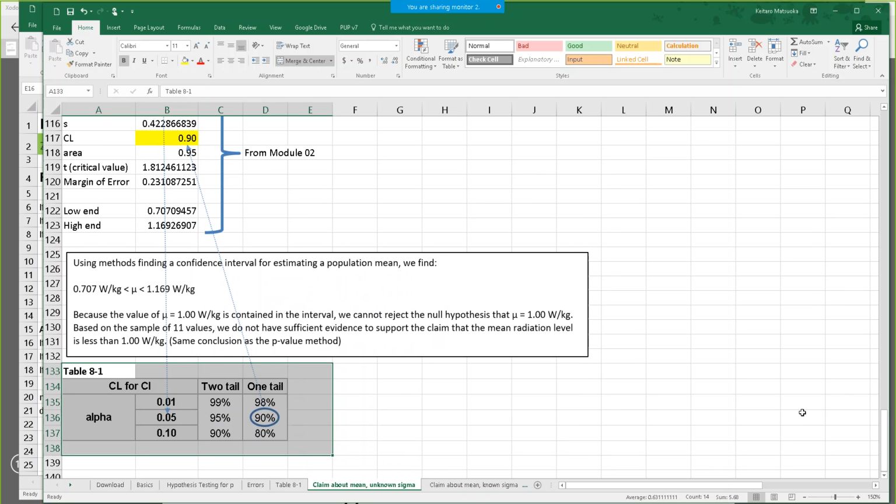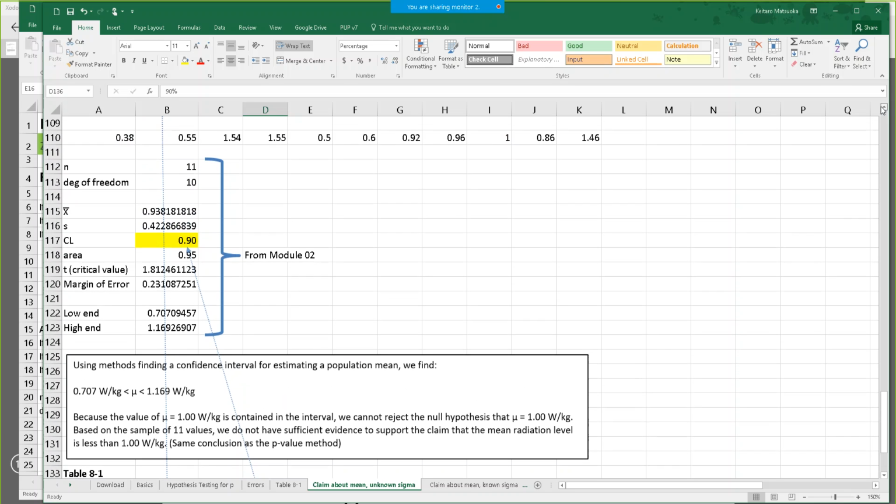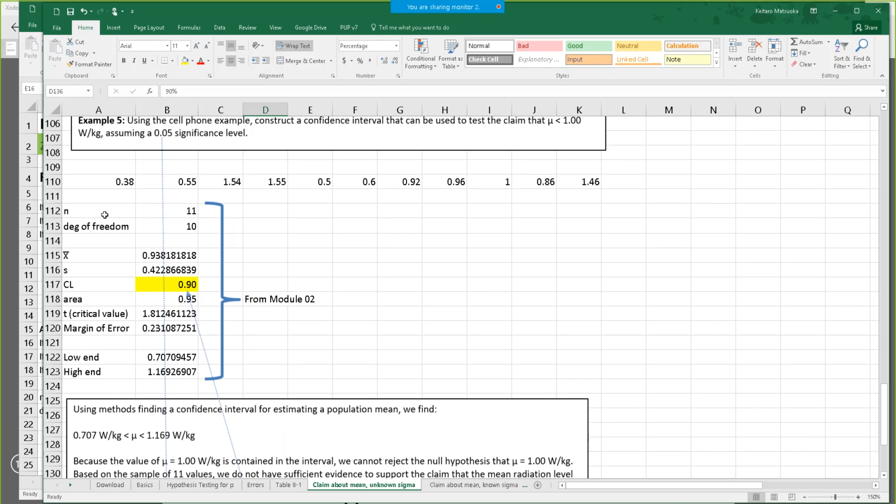So what is that? 0.05, one tail. So then we're going to be using a confidence level of 90%. You might think it's 95, but it's not. It's 90%. So make sure you use the correct confidence level. Okay, so again, all this comes from module 2. And you calculate the confidence interval. So in this case, 0.707 to 1.169.